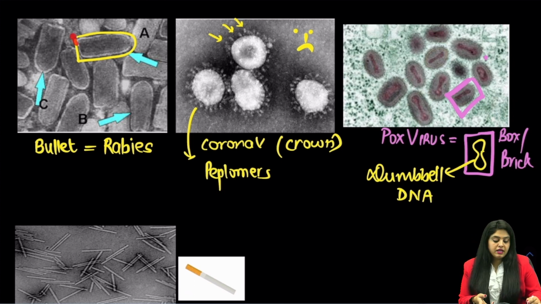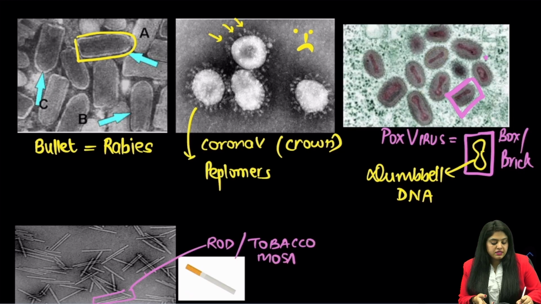So repeating, here we have a bullet, rabies bullet. A bullet will kill, rabies will kill. We all know that. Corona looks like a crown, no doubt about it. Pox is a box, and that box has a dumbbell, so dumbbell DNA. Now the one that looks like a cigarette, the rod shaped one, is TMV. A cigarette has tobacco, right? So tobacco mosaic virus, TMV, is going to look actually like a cigarette, so you will always think of tobacco.